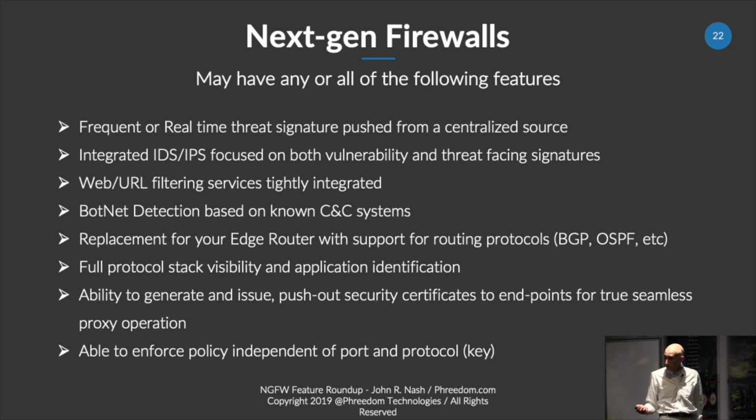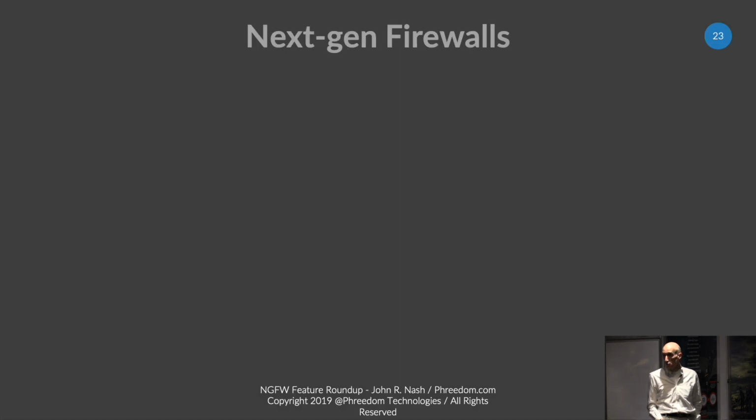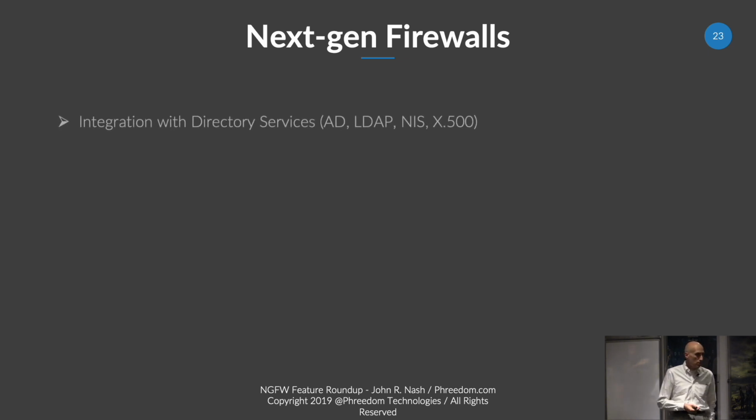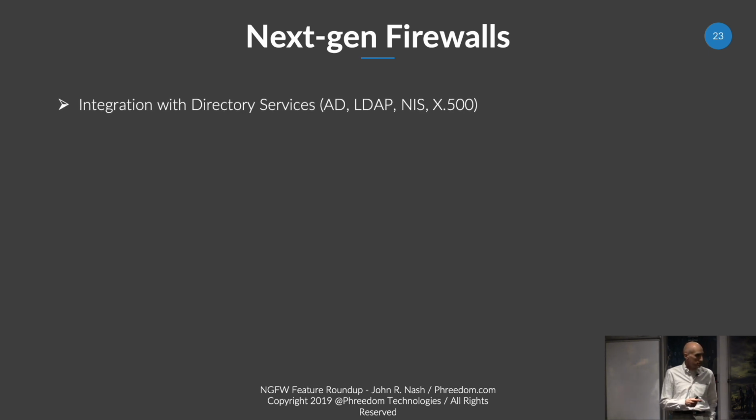So continuing the list. Integration with Active Directory services, either LDAP, NIS, X500, or Active Directory. And we'll talk about what that integration means in practice. Able to map user accounts to systems and network activity for event and security correlation. So sure, I see that there's an IP address, but I want to know what user that IP address is tied to. Who's using that IP address? What's that user behavior?